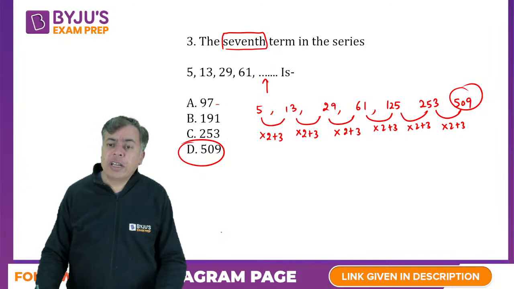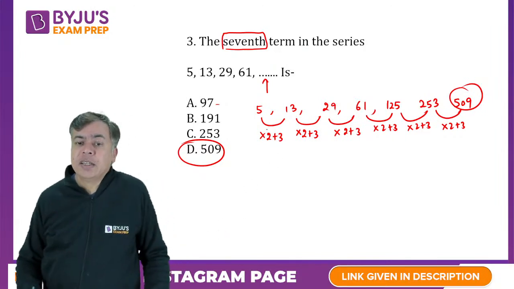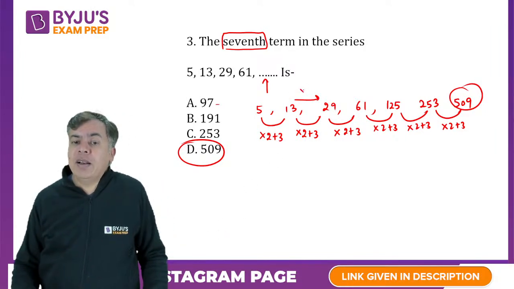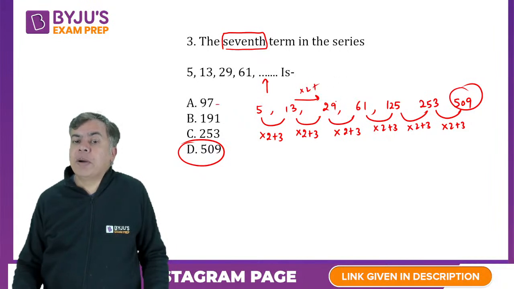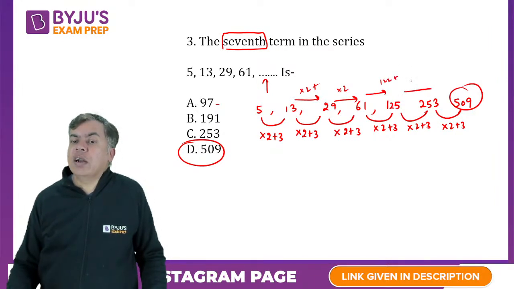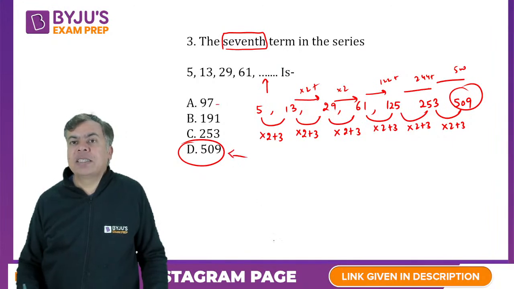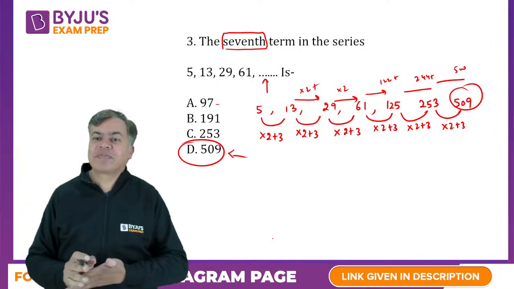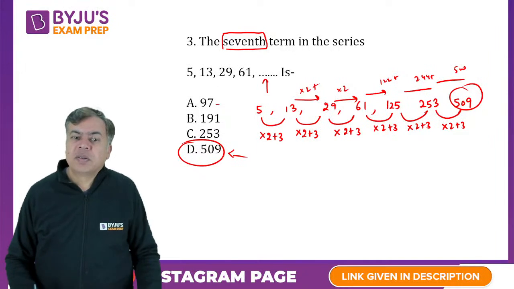Even if you are not getting that into 2 plus 3, this is more than double, more than double, more than double. So it will be more than 122, more than double of that, more than 244, more than double, close to 500. Only one option was that big.